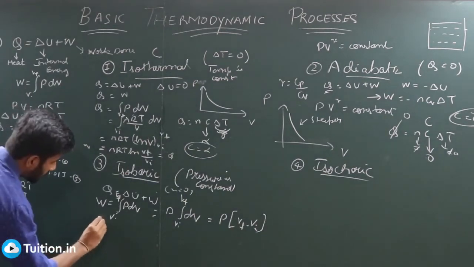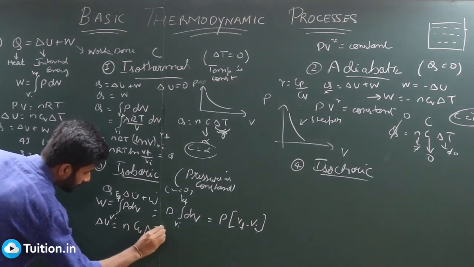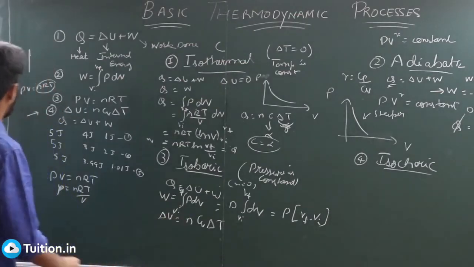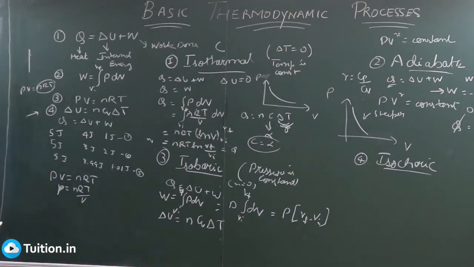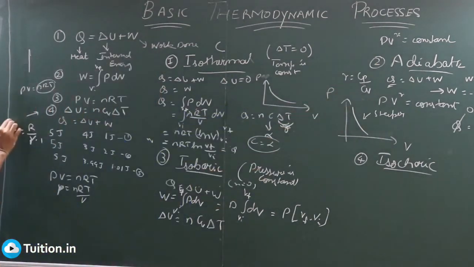As far as delta U is concerned, it is nothing but nCv delta T, right? In fact, there's one more formula for Cv, which I'm not going to derive here. I'll just write it for you. Cv is nothing but R by gamma minus 1, where gamma is the same as Cp by Cv. One of the formulas for Cv is also R by gamma minus 1.